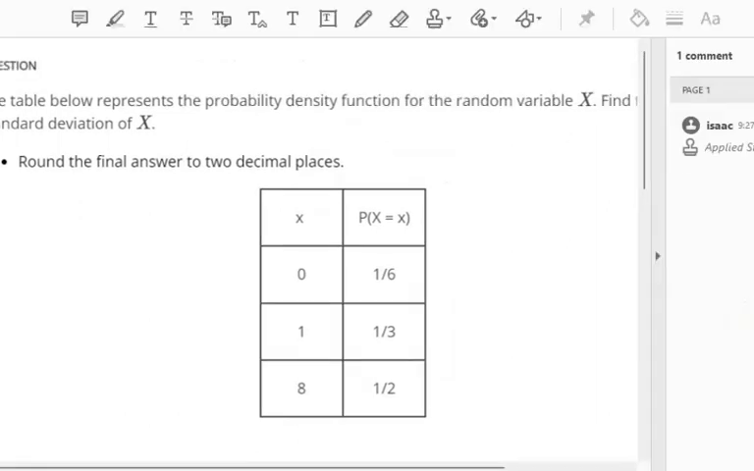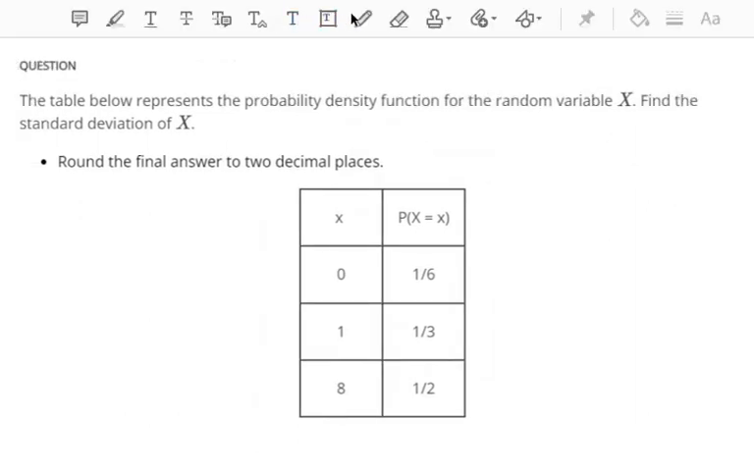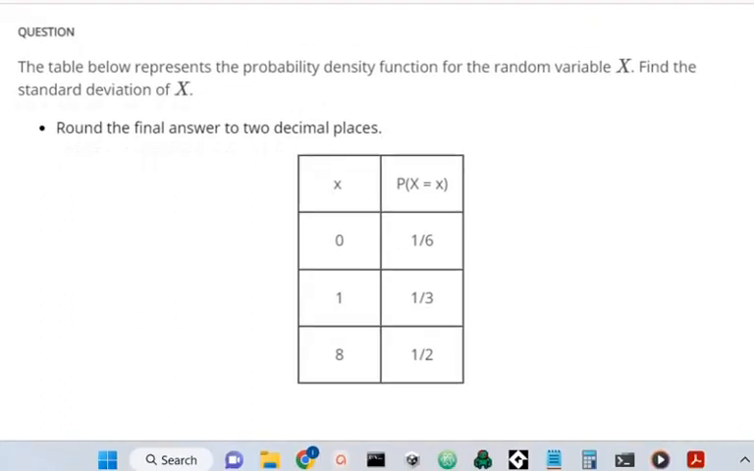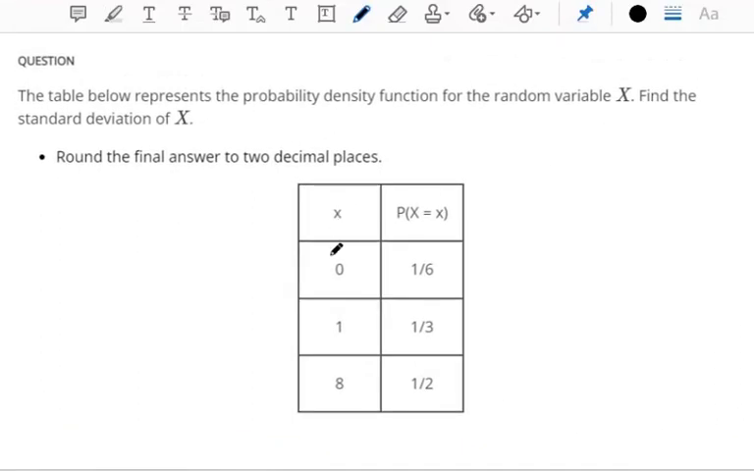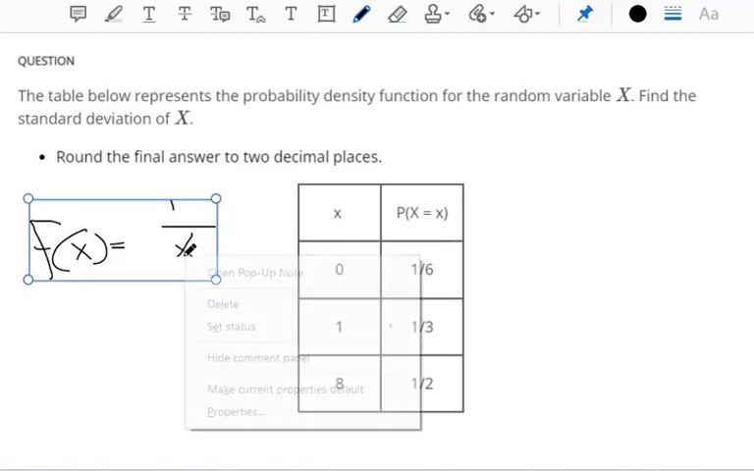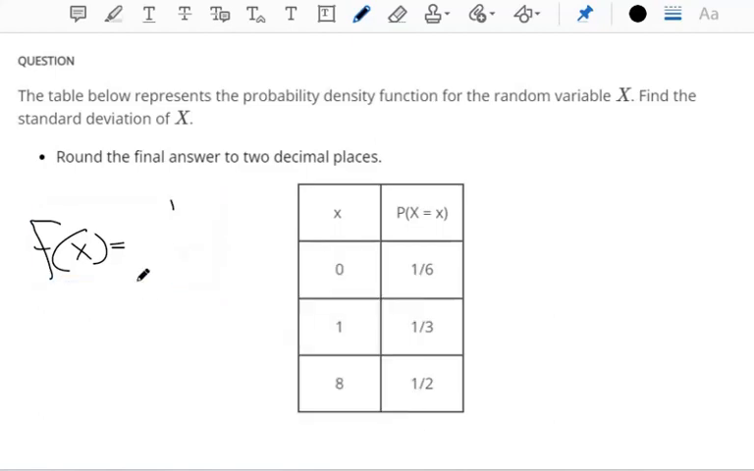So we're asked to find the standard deviation of this discrete random variable. It's discrete because we're talking about just a countable amount of outcomes. X could be 0, X could be 1, or X could be 8. Something's continuous if you have a function like 1 over X as the probability, because X could be 0.1, 1.1, 1.11. There's an infinite amount of options there.